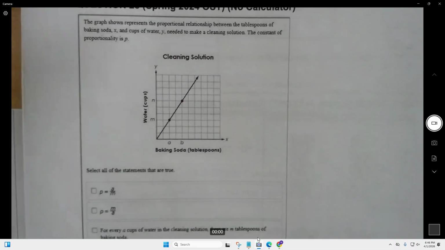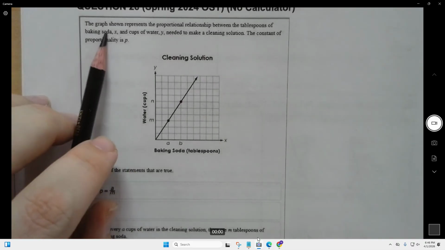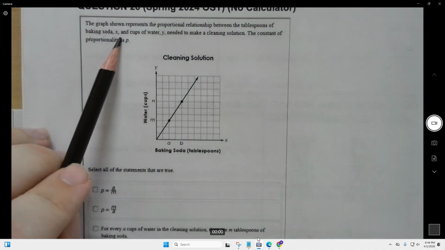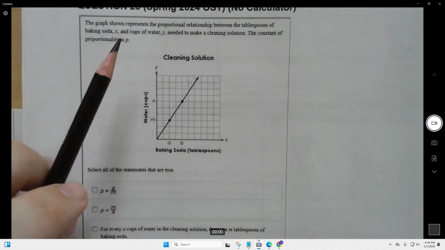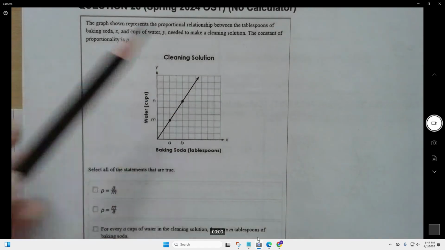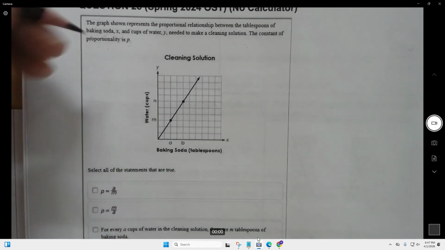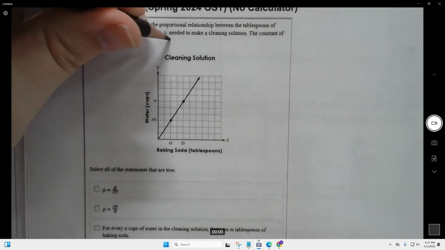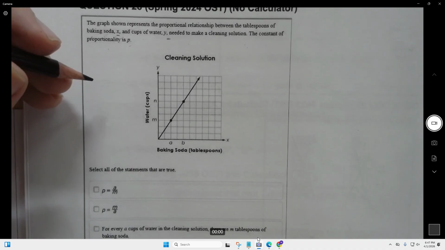No calculator. I have to tell myself that now. The graph shown represents the proportional relationship between the tablespoons of baking soda X and cups of water Y needed to make a cleaning solution. The constant of proportionality is P. So, they even tell us this is X and Y. Select all the statements that are true.